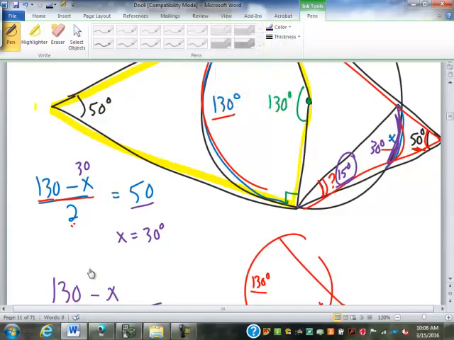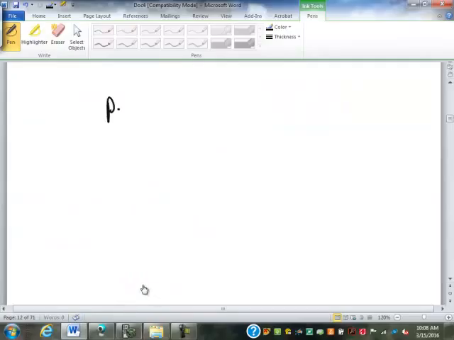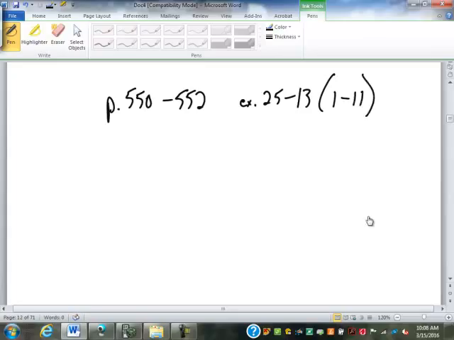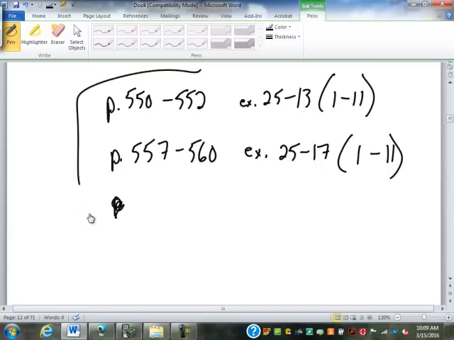I'm going to let you guys try to practice some. In your book, on page 550 through 552, this is exercise 25-13, 1 through 11. And then on page 557 through 560, exercise 25-17, 1 through 11. And we'll leave it at that for now. Practice the angles and stuff.